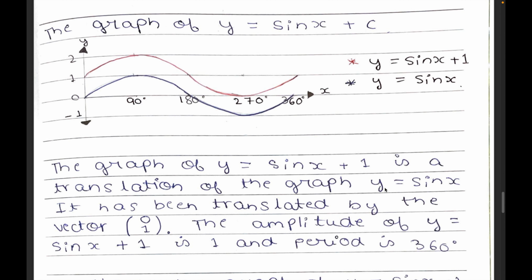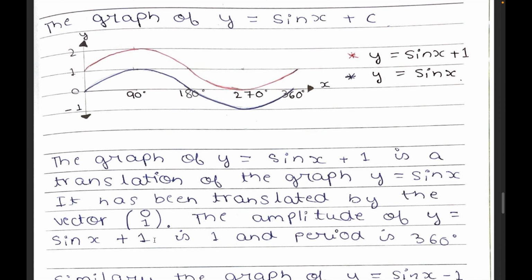Now let's look at the final factor that could affect the graph of sine x: y equals sine x plus c. It is a vertical translation. So if we have y equals sine x and y equals sine x plus 1, it would move vertically up by 1 unit. So the graph of y equals sine x plus 1 is a translation of the graph of y equals sine x, translated by the vector (0, 1). So this has been moved up by 1.